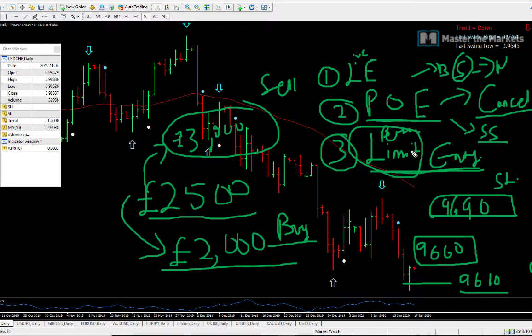But a limit entry will give you a really, really better price entry. However, you'll be going in the opposite side of the market to go and reverse in your favor, and usually lower reliability. Okay, so remember that. Just a recap: live entry, pending order entries or stop entries, and the last one is limit entries. These are the three types of entries that you can have.